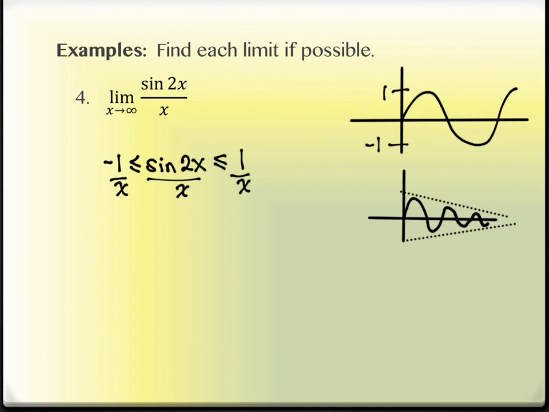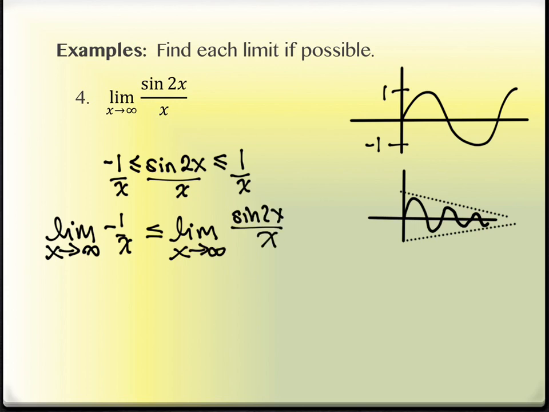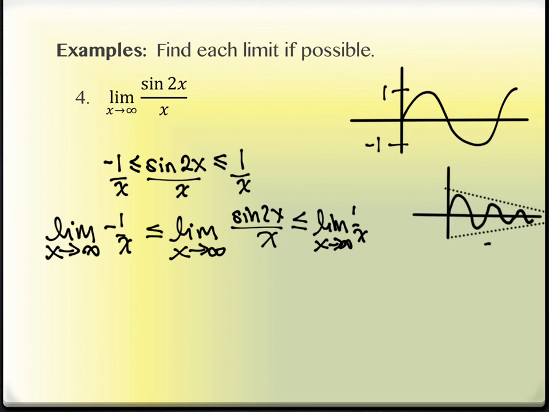Everybody good? Okay. But again, I don't just have sine of 2x over x. I'm supposed to have the limit of this thing. So we're going to drop a limit into each piece of this inequality. So I'm going to change this now, and it's going to say the limit as x goes to infinity of -1 over x is less than or equal to the limit as x goes to infinity of sine of 2x over x is less than or equal to the limit as x goes to infinity of 1 over x. Why would I want to do that?